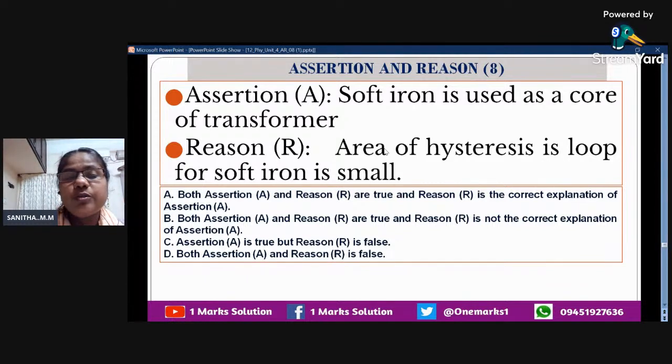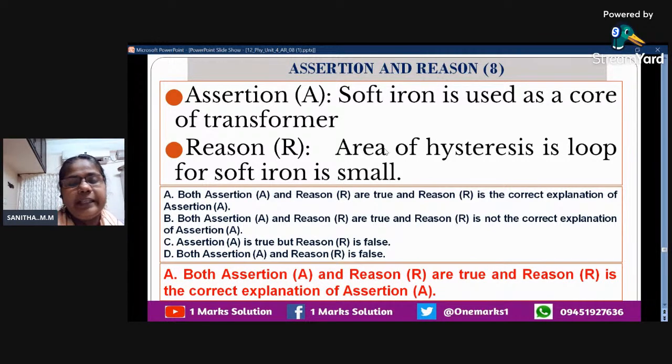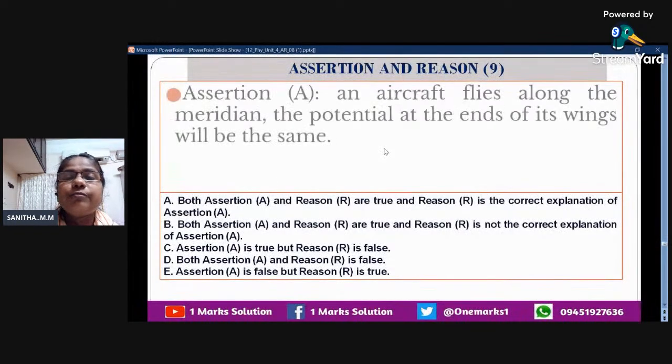So why is soft iron used in the transformer? Answer: the area of the hysteresis loop is very small. If the area is small, the loss is very small. The energy loss is very small. So what is the answer? Assertion and reason are true, and the reason is the correct explanation of the assertion. So we can say option A. Yes, now you can see that. Now we can go for the ninth one.